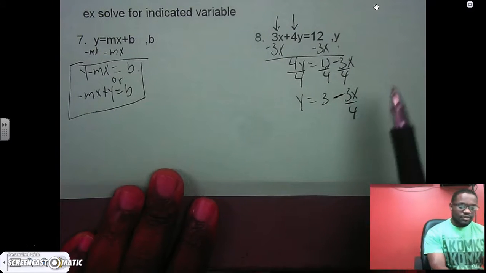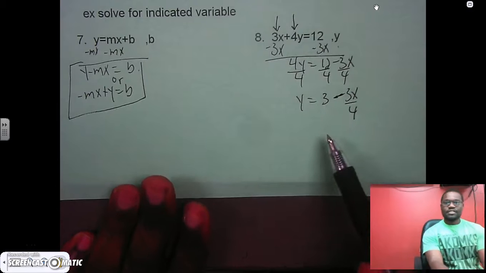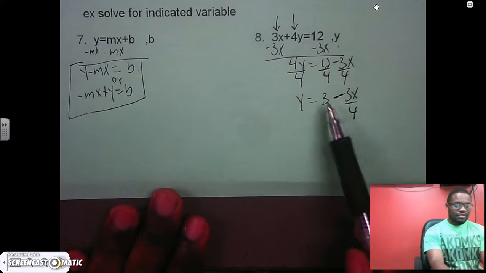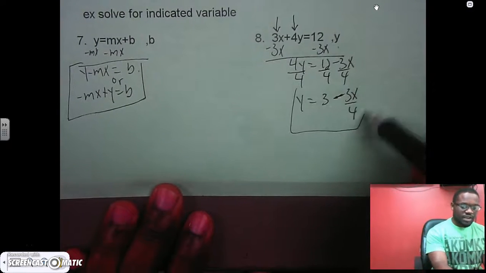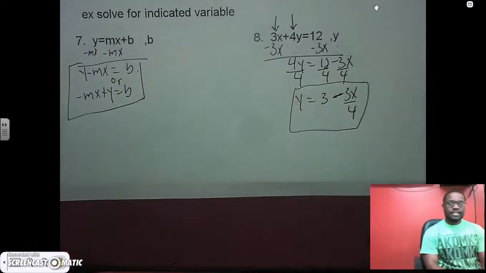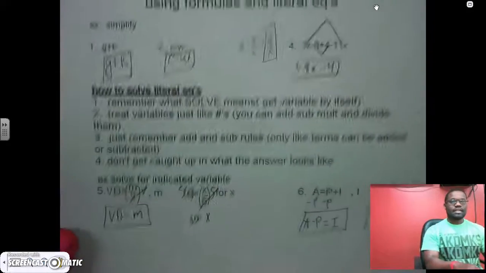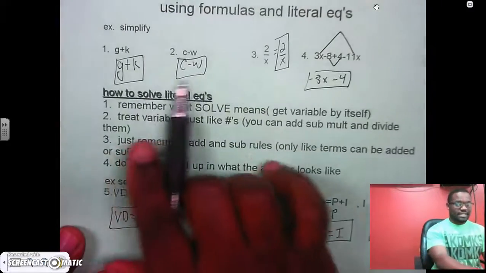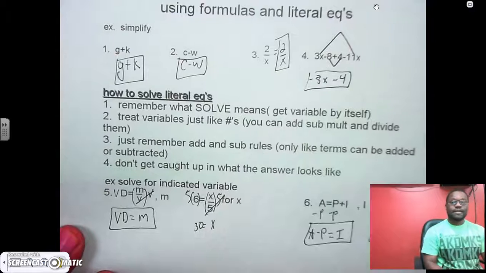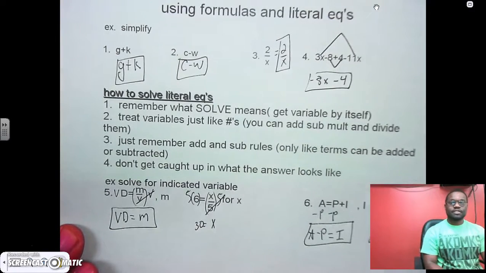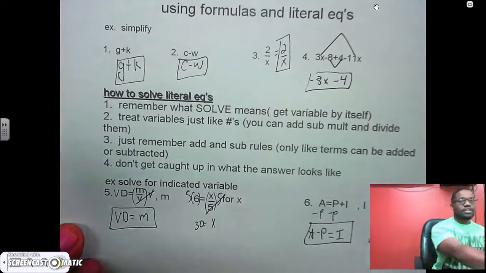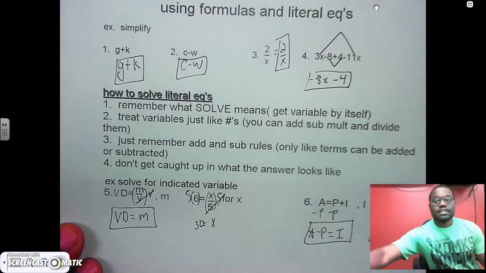Alright? Now, notice my answer is not y equals 7 or 14 or negative 8. You get strange looking answers whenever you have more than one variable. That's okay. So the overall idea is we're still solving, but we need to move the equations around. But we need to remember, like what I had at the beginning here, that sometimes you're going to have stuff like this, and that's about as good as it's going to get whenever you have variables of different types. So this is solving using formulas and literal equations.